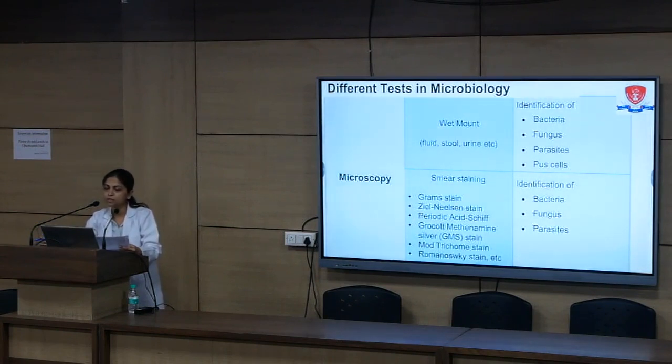Then the second one is smear staining, in which we stain the smear from the sample using different types of stains according to the organism. Most commonly, we have all heard these names: Gram, Ziehl-Neelsen staining, PAS, Grocott, these are for fungus. Then modified trichrome stain and Romanowsky, these are for parasitic infections.